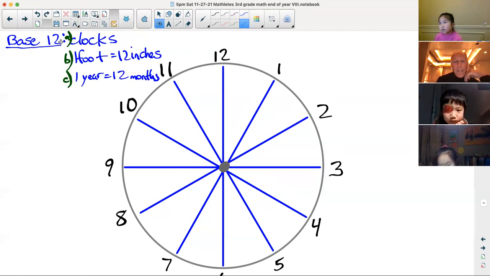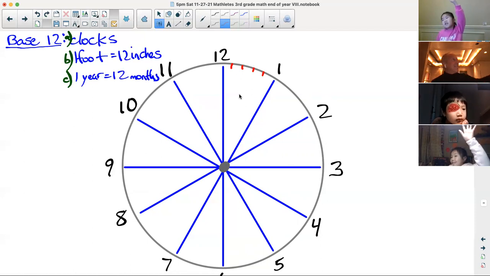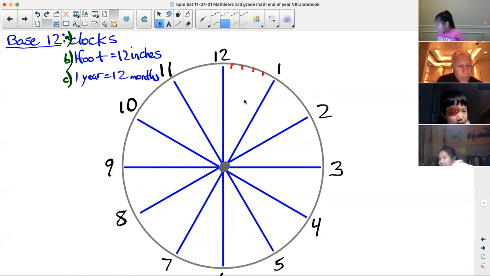Now, if this is a clock, what does each of these red marks represent? Go ahead, Stella. Like on some clocks, there's these little lines that represent like 5, 10, 15, 20, 25. 20 what? So what do these red marks represent, Stella? You're right. Eleanor, what do you think?